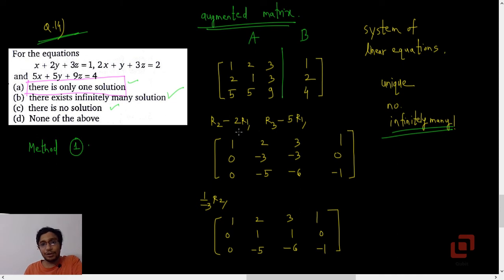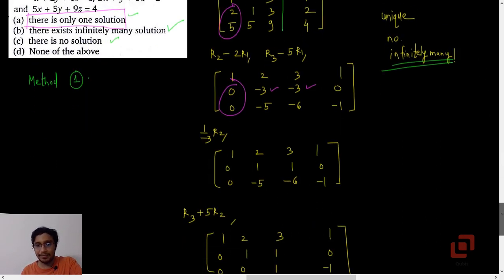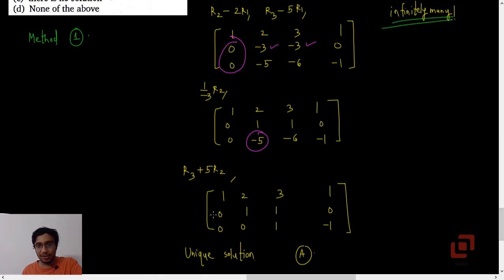Okay, now our job is to reduce this to an upper triangular matrix. So we will first target these two elements and make them zeros: R2 minus 2R1, R3 minus 5R1. I have done that. Then because we have minus 3 there, I multiplied the second row by 1 upon minus 3. That gave me 1 1 0 there, and then the last operation is R3 plus 5R2, to make this element 0. And we have successfully reduced it to an upper triangular matrix.